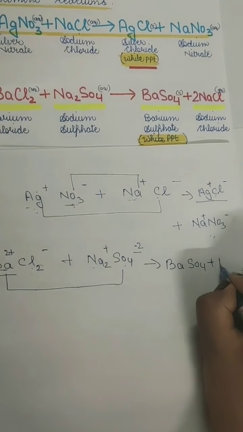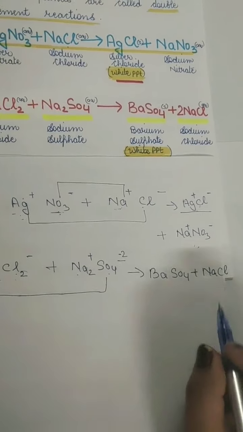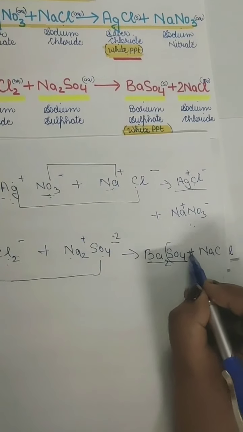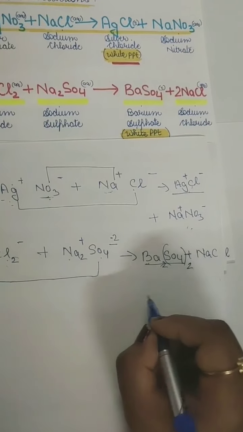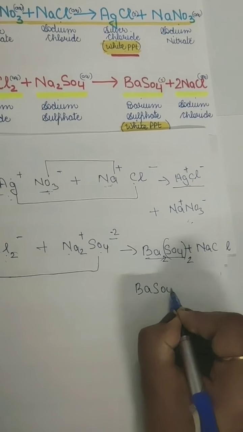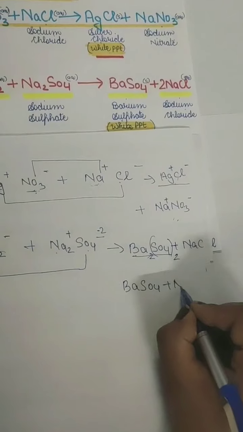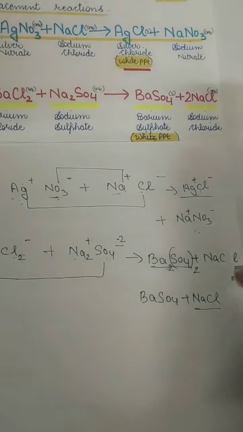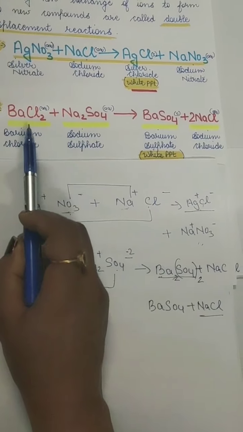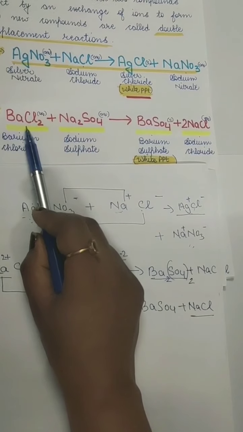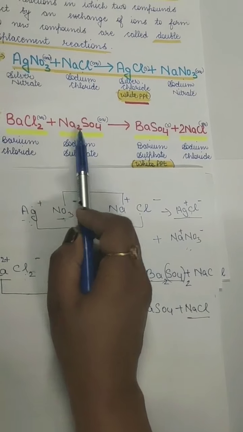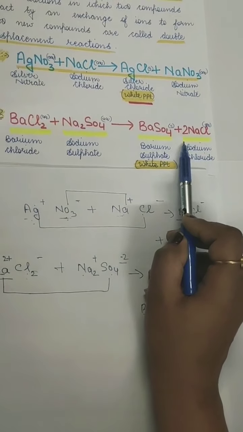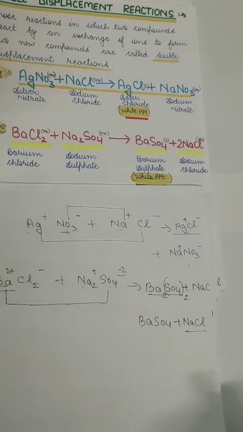So it will be BaSO4 plus NaCl. Since barium has valency 2 and SO4 has valency 2, we can cancel these two and simply write BaSO4, and NaCl, Na having valency 1 and Cl having valency 1, we can write simple NaCl. So this is how it happens when the solution of BaCl2 is mixed with the solution of Na2SO4: precipitate of barium sulfate is formed along with sodium chloride solution. So these are also called precipitation reactions.